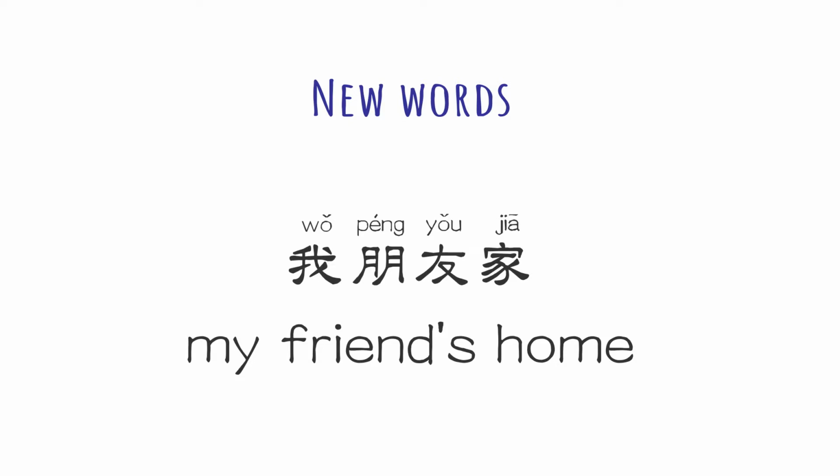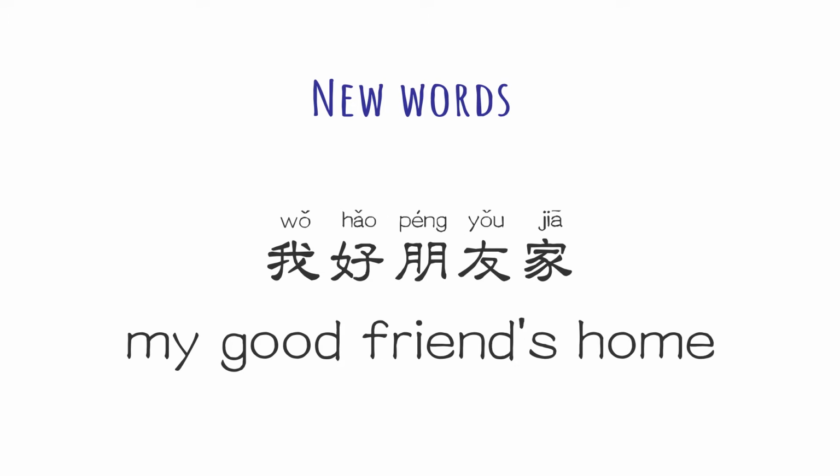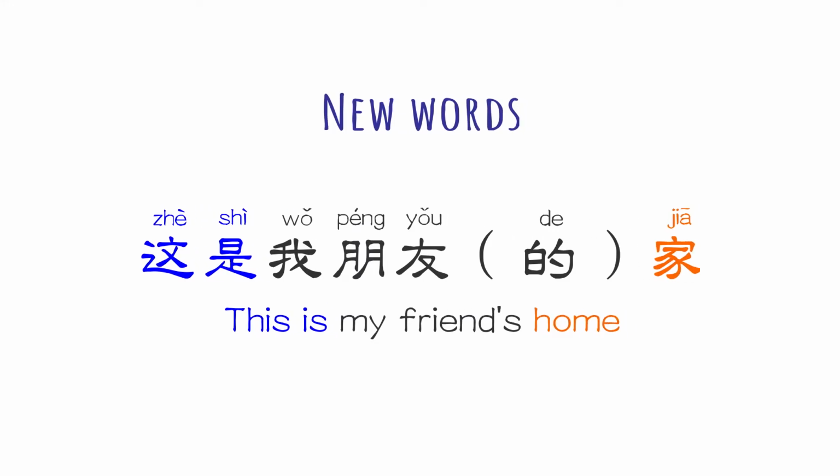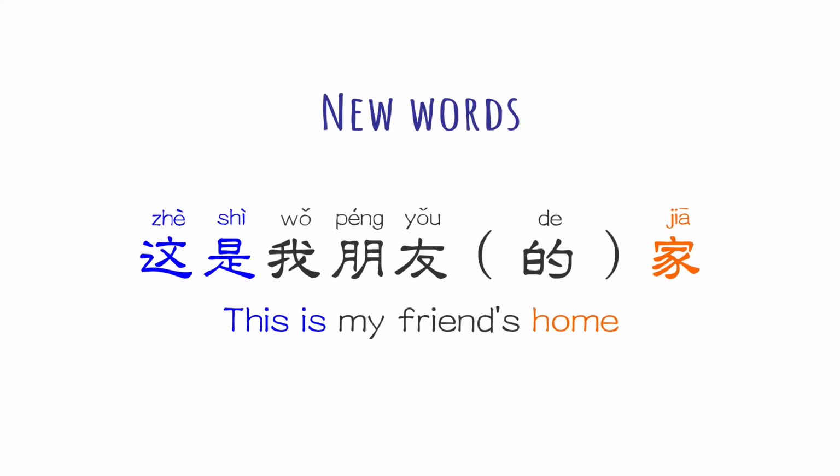How to say my friend's home? Then you can say 我朋友家. Okay? How to say my good friend's home? Let's say 我好朋友家. Okay, good. So do you remember how to say the word this? It is 这. So let's try to introduce this is my friend's home. And that will be 这是我朋友的家. So this is 这是我朋友 my friend 家 home.